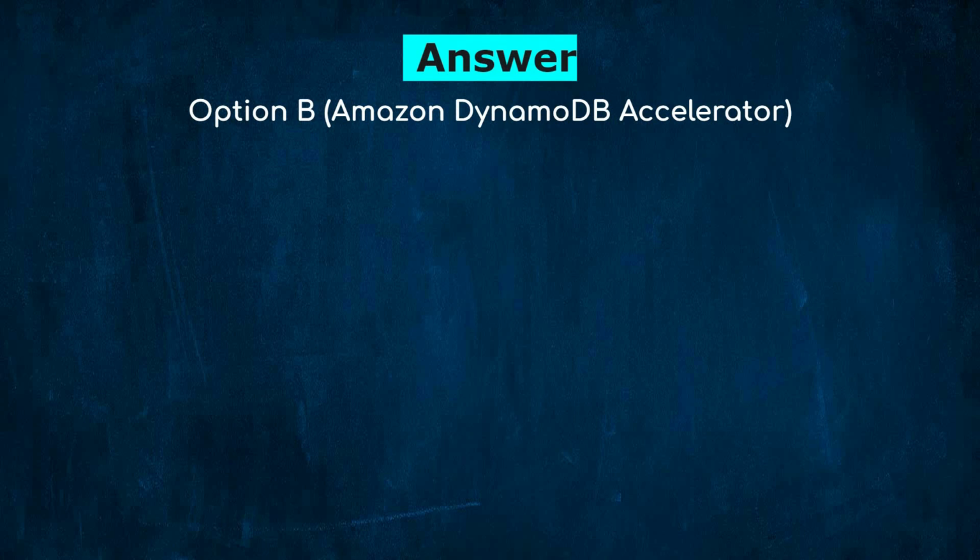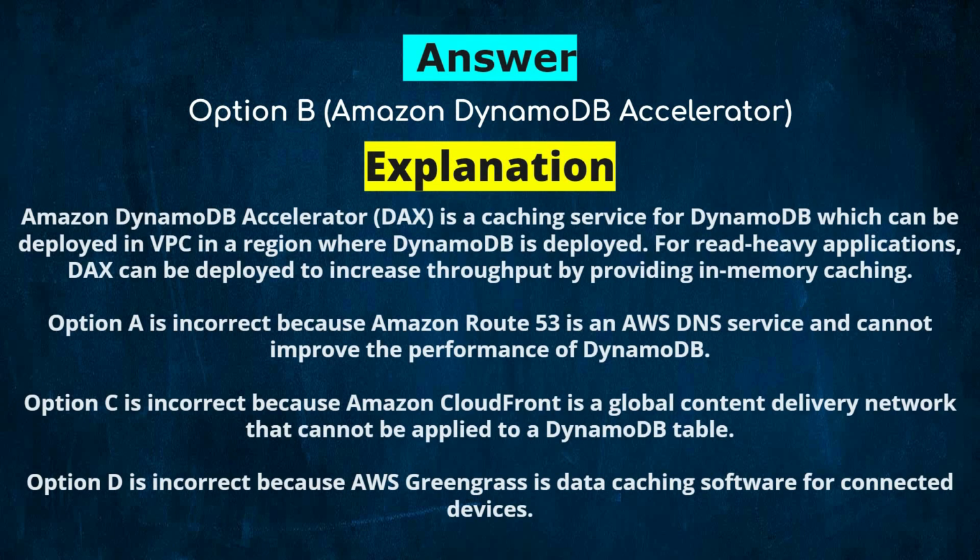Amazon DynamoDB Accelerator. Explanation. Amazon DynamoDB Accelerator is a caching service for DynamoDB which can be deployed in VPC in a region where DynamoDB is deployed. For read-heavy applications, DAX can be deployed to increase throughput by providing in-memory caching. Option A is incorrect because Amazon Route 53 is an AWS DNS service and cannot improve the performance of DynamoDB. Option C is incorrect because Amazon CloudFront is a global content delivery network that cannot be applied to a DynamoDB table. Option D is incorrect because AWS Greengrass is data caching software for connected devices.